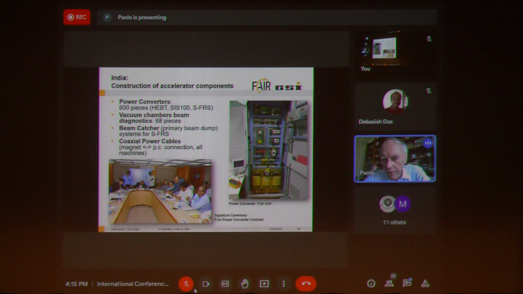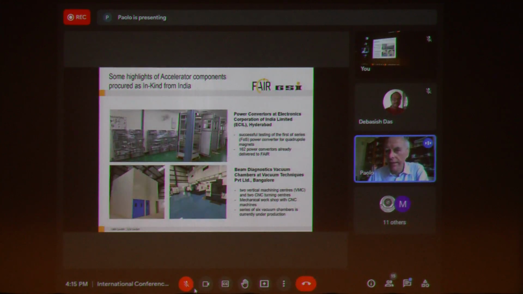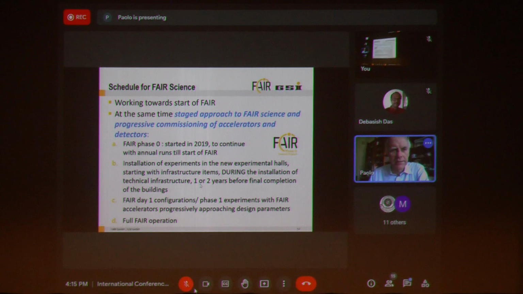These are our connectors I was talking about before. These are in Hyderabad. You will see many pictures of different numbers here, because of course, if you go on a different date, there's going to be a different number of these. The magnets design in India, and these components, very many things.